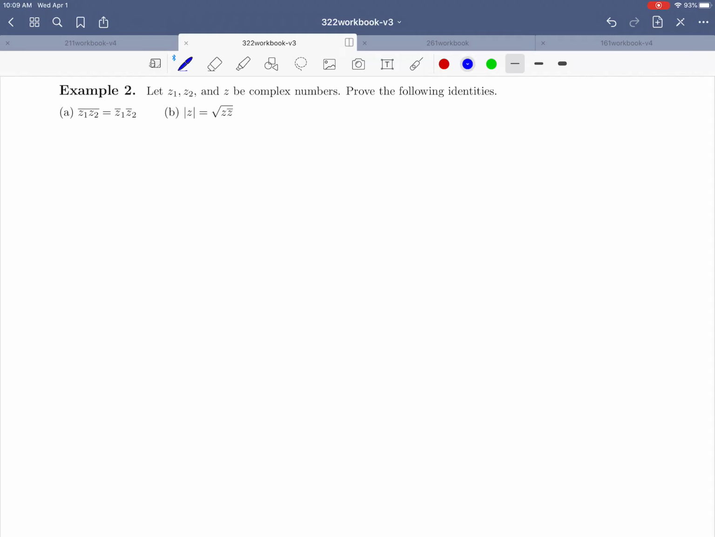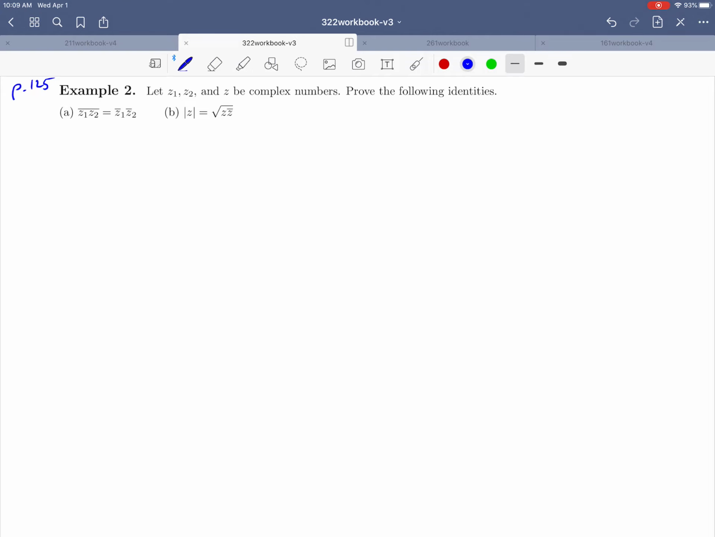Welcome everybody to example 2. We are still looking at page 125 in the workbook here. And this is an example where we're just going to try to prove a couple of basic properties of the complex numbers. If this were a complex analysis class, you would probably go into a lot more detail and prove a lot more things about complex numbers. We're just going to talk about the basic properties that we need for this course.